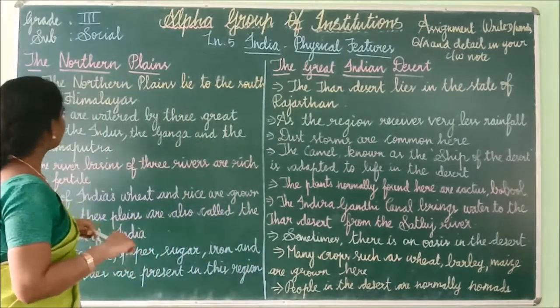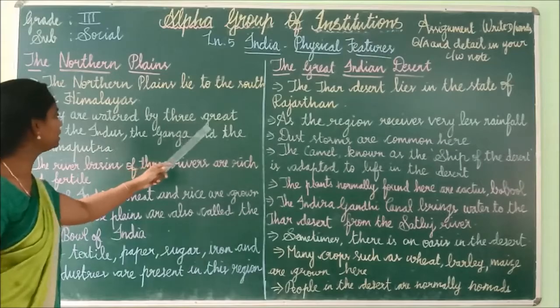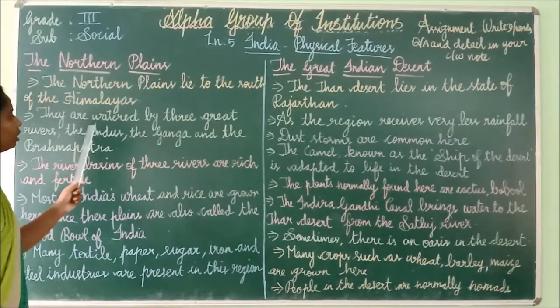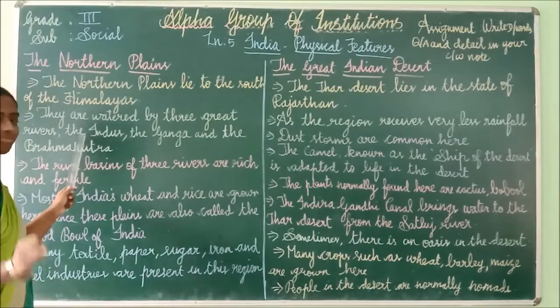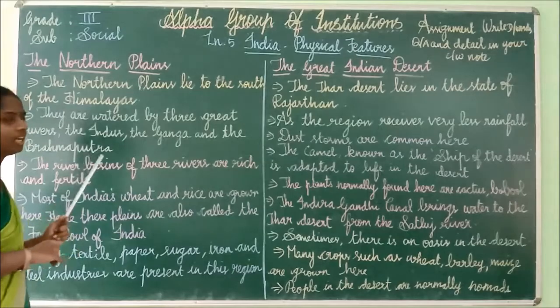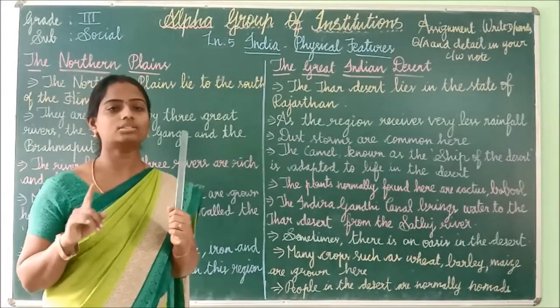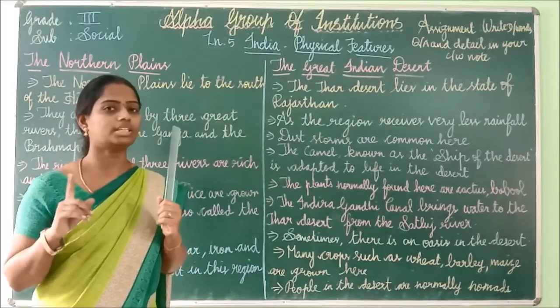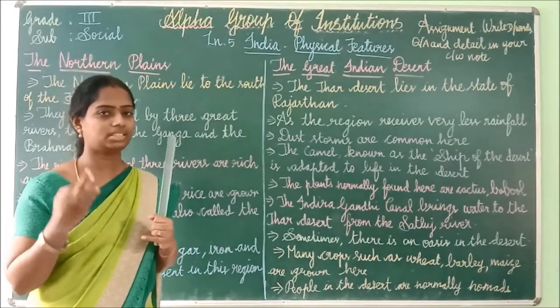Okay, and then the second point, they are watered by 3 great rivers. One is the Indus, the Ganga and the Brahmaputra. It is very important, children. Okay, watered, the northern plains, this means that the whole land of the plains is covered by the 3 main rivers.